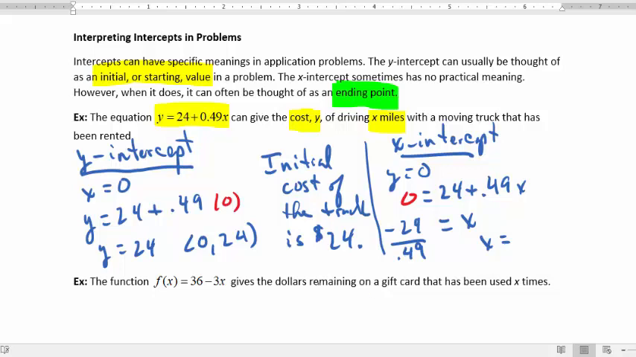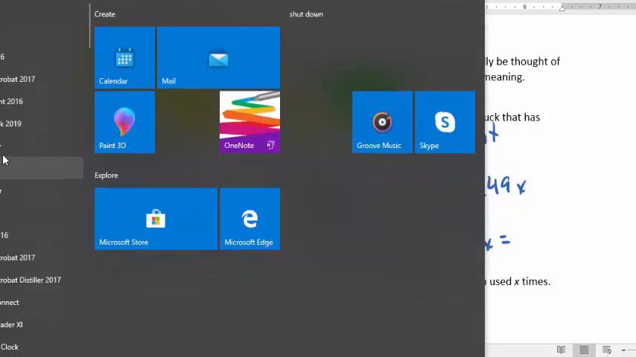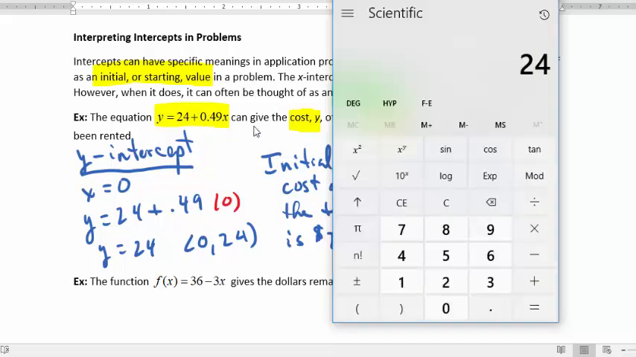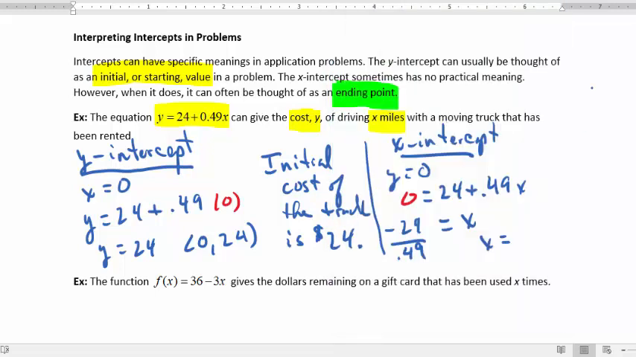Let me just grab my calculator here. If I do 24 divided by 0.49, oops, this calculator is dead, it sounds like. Huh, that's not good. So 24 divided by 0.49, it's negative though, so it's like 48. Let's say it's 49, so it's like negative 49.